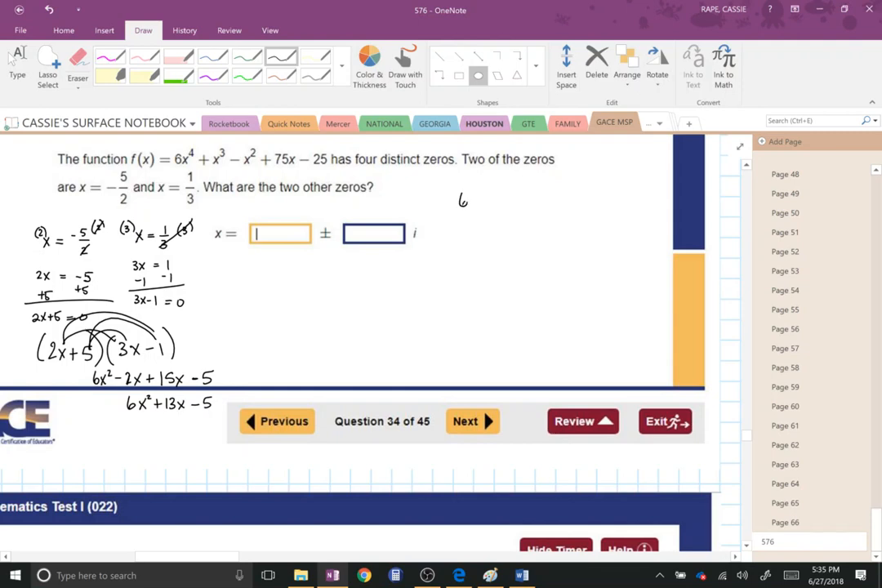This is not as bad as what a lot of people think. If I do 6x squared plus 13x minus 5, and the process is really just the same as regular old division, 6x squared plus 13x minus 5, which I'm going to divide into 6x to the fourth plus x to the third minus x squared plus 75x minus 25.